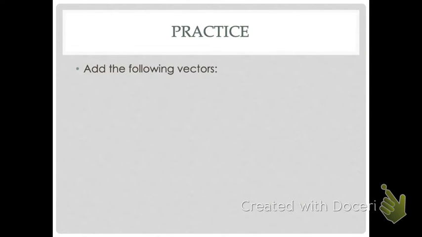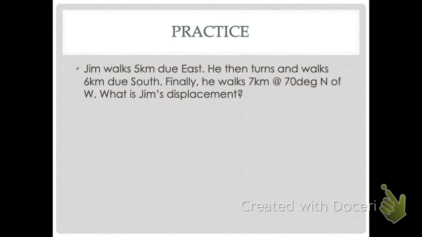All right. This one says, add the following vectors. Actually, let's skip this one. Let's go to the next one first, and then we'll come back to this one, because that one's one level of difficulty up. So let's go to this one first, then we'll go back to that last one, okay? So this says, Jim walks 5 kilometers due east. He then turns and walks 6 kilometers due south. Finally, he walks 7 kilometers at 70 degrees north of west. So there's 3 different vectors here we have to take into account.